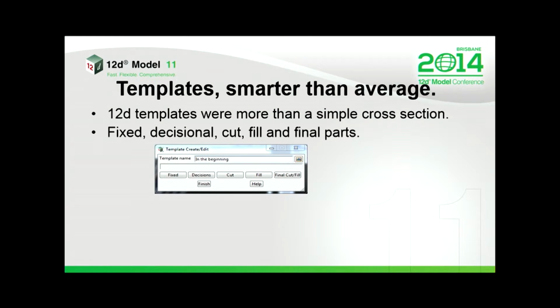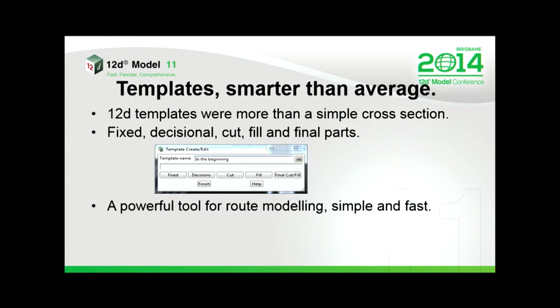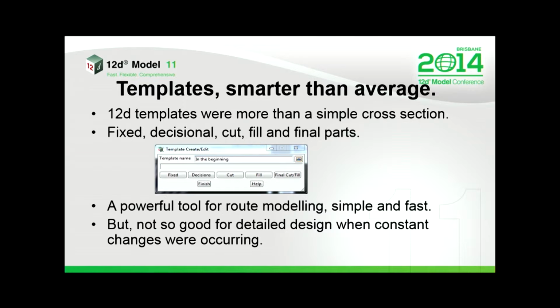Now, the 12D template was much more than a simple template. If you ever used other software like I did, all we had was a template. It just had a bunch of links and that's all it was. The important thing with the 12D one, and this is still critically important now, is that it's got the 5 bits: the fixed, decisional, cut, fill and final. From the very original 12D to even when you work now, this is essentially still the same data structure that you work with. Now, as we all know, the templates were a very powerful tool in their day for just quickly blatting through a design job. Bang, bang, bang. But when you went into detailed design, they weren't so crash hot.